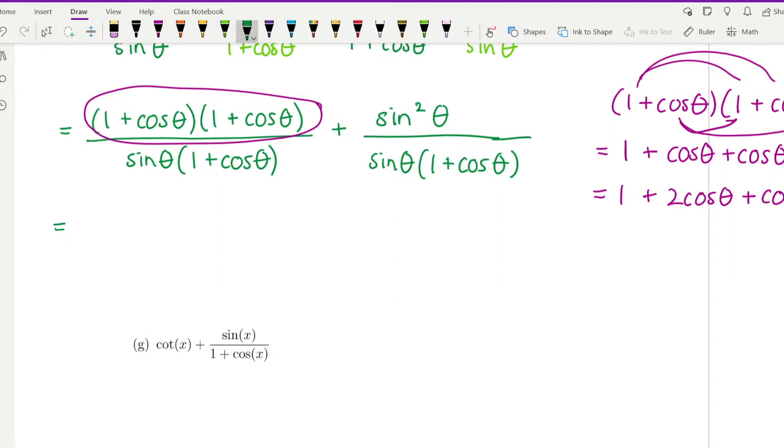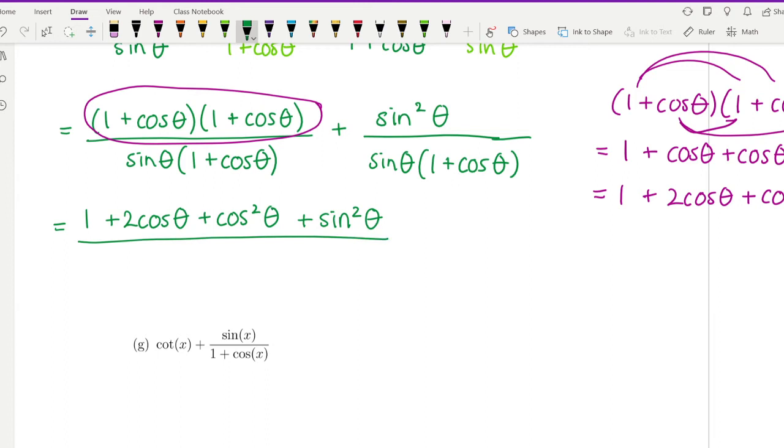So here now we have 1 plus 2 cosine of theta plus cosine squared of theta. And then let's add that to our other fraction now, right? Because they have the same denominator, so we can add them together. And so then we're going to say plus sine squared of theta. And that is all divided by, again, sine of theta times 1 plus cosine of theta.